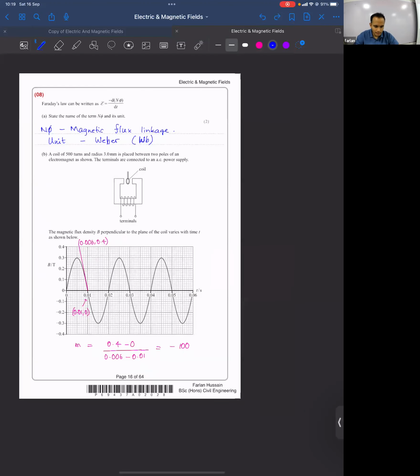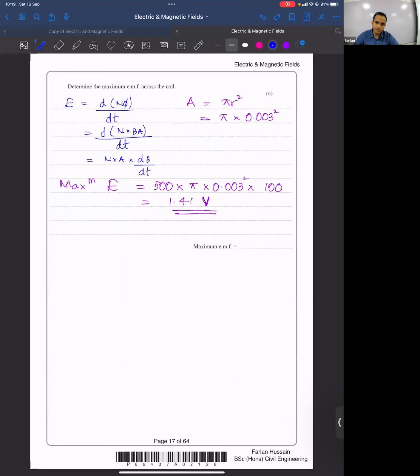What they are asking is to determine the maximum EMF across the coil. So the EMF across the coil is an alternating EMF. At some points it will be maximum positive 1.41. At some point it will be maximum negative 1.41. So I just need the value, 1.41. I don't need the sign. Okay.